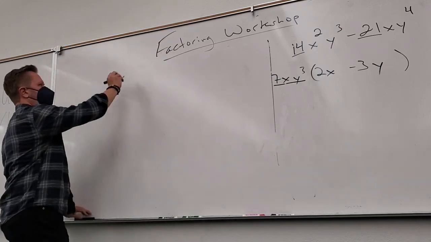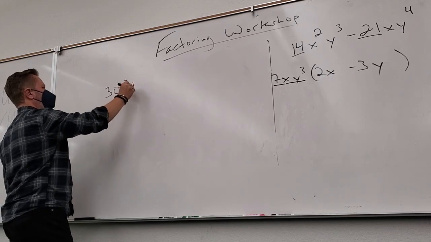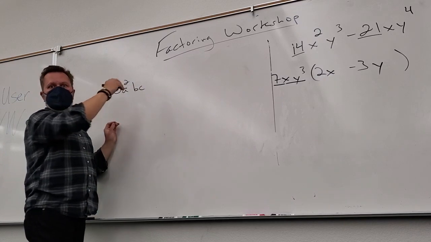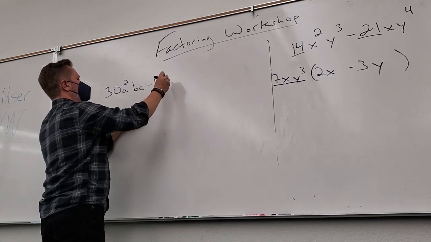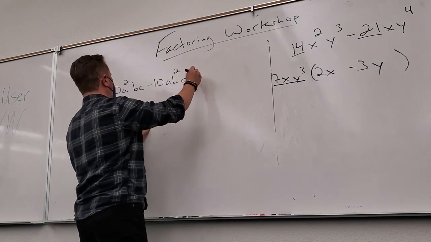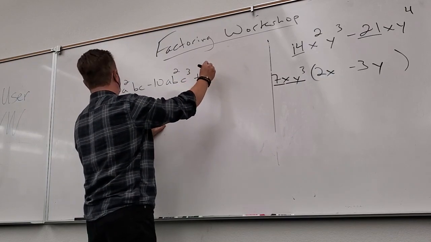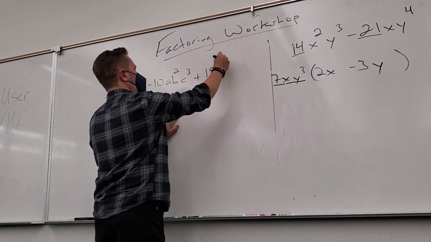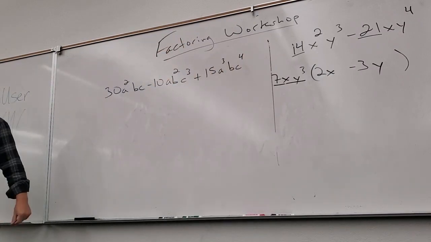So what if I had something like, oh, here we go, Jeff. All right, let's see, 30a squared bc minus, what, 10ab squared c cubed plus, what else you got, buddy? Yeah, 15a cubed bc to the 4th. Okay, I love it.